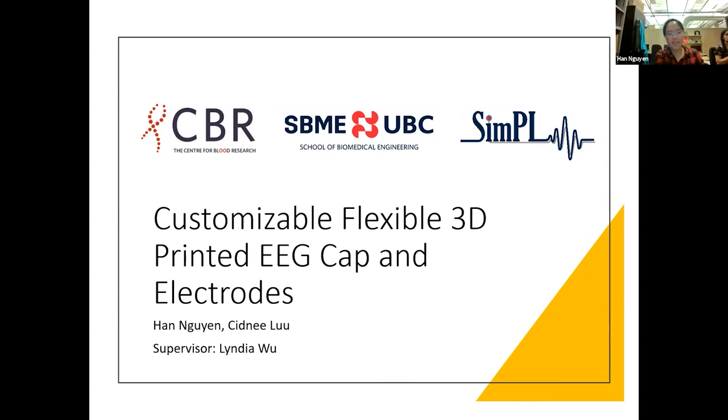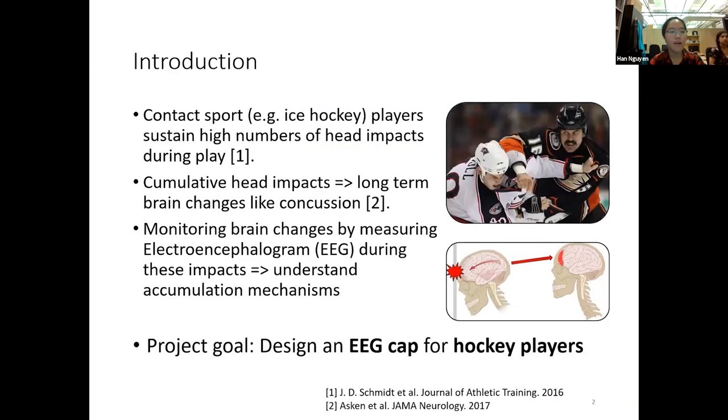Hi everyone, I'm Han, and today I'm presenting our project this summer, which is the customizable, flexible 3D printed EEG cap and electrodes. Next slide, please. As you know, contact sport players, such as ice hockey players, usually encounter a high number of head impacts during games. Research has shown that cumulative head impacts may lead to long-term brain changes like concussion. Monitoring brain changes by measuring the EEG during these impacts will hugely help us understand the accumulation mechanism. Thus, the project goal is to design an EEG cap for hockey players. Next slide.